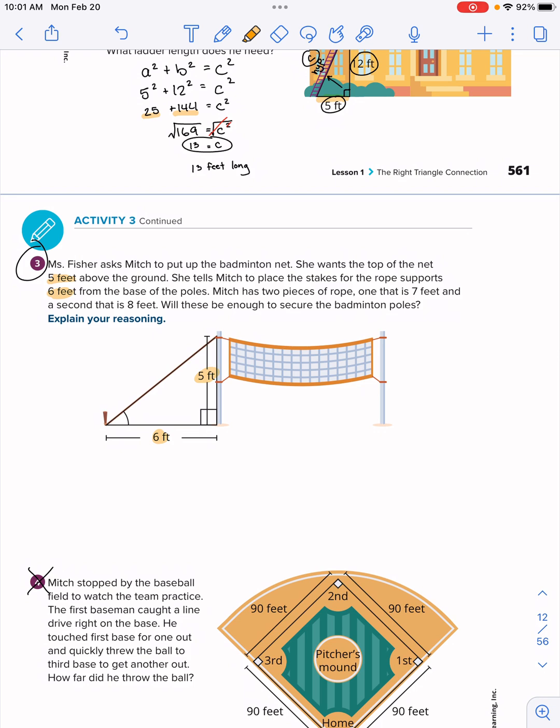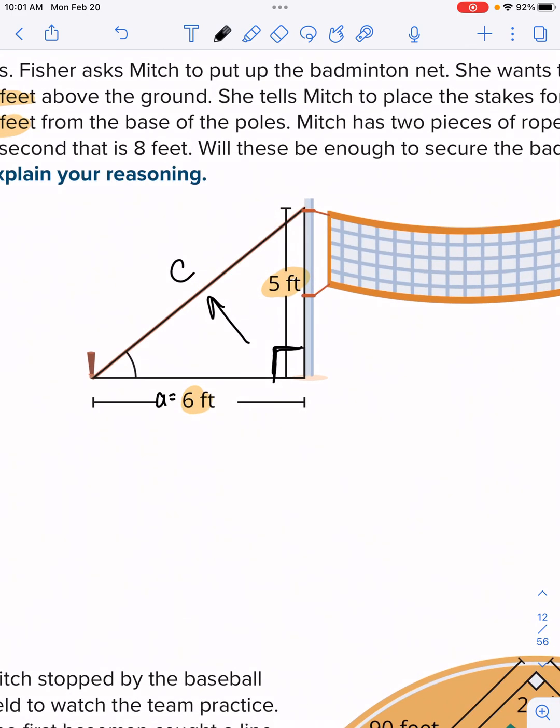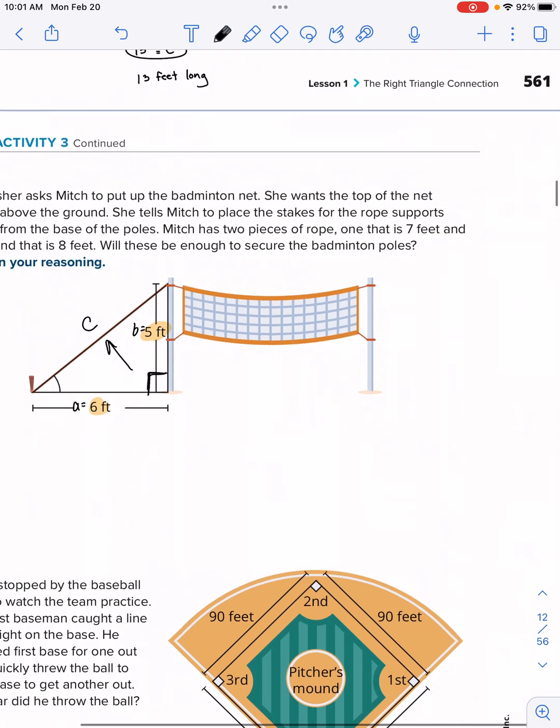Okay. All right, so we do have to answer that question. But first of all, we have the right angle here. So we know that this, we could put X, but I'm going to still keep it as C. We'll say that this is A and this is B. All right, so as always, before we start a problem, we're going to put the formula for the Pythagorean theorem.